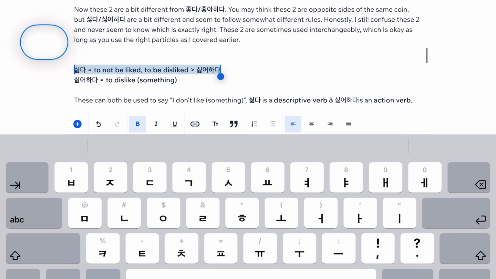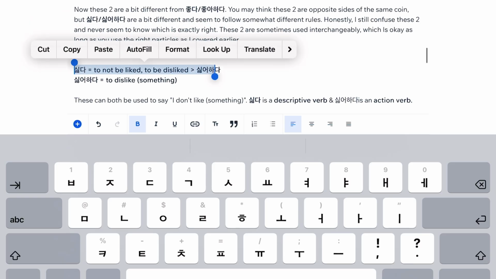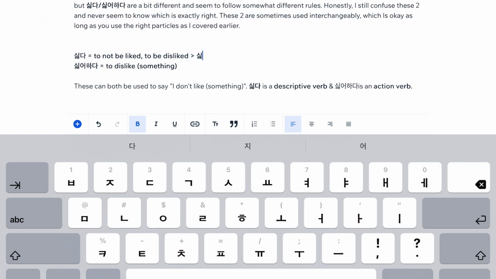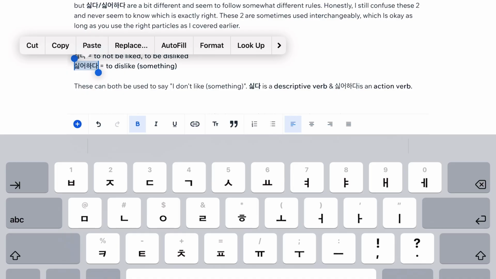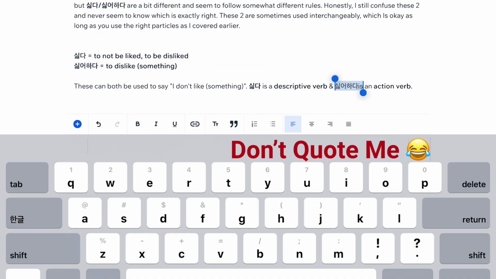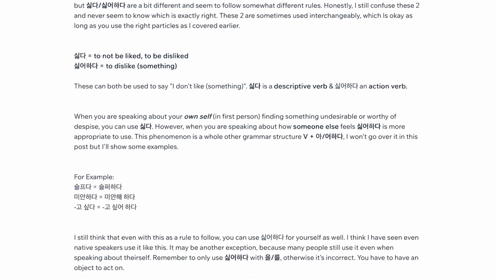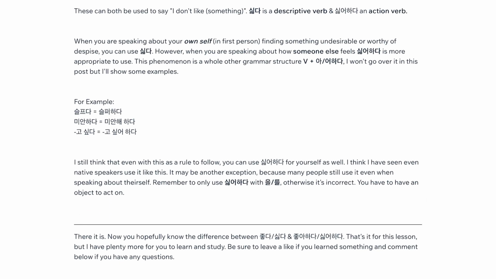So if we're doing this one, where we're using the extra 아/어 하다 grammar structure, it's actually used to say someone else doesn't like something. And then the action verb 싫어하다 itself, I think is something different. I could be wrong, but I think it's something different entirely. Now this 싫어하다, the second one, is the verb one. The action verb one. To say, I don't like something. Right? Okay, so I think many people still use it even when talking about this.